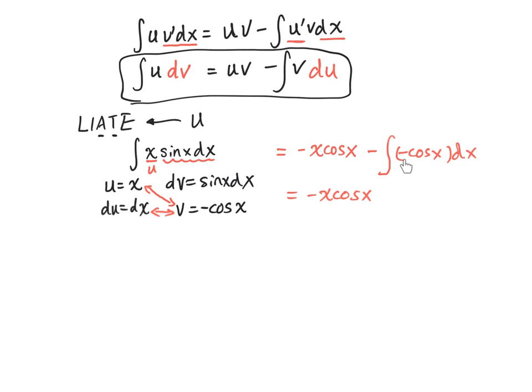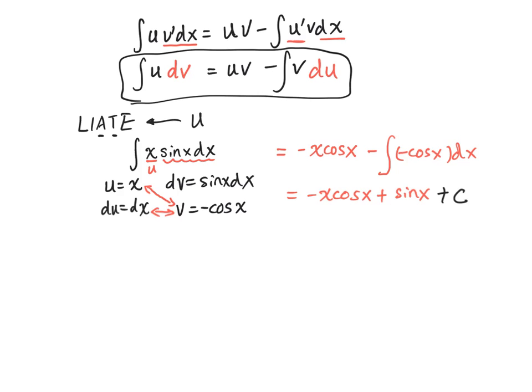Now this negative sign and negative sign cancel out, you get positive. Then find the antiderivative of cosine x, which is sine x. At the end, do not forget about c. This is how we solve this problem.